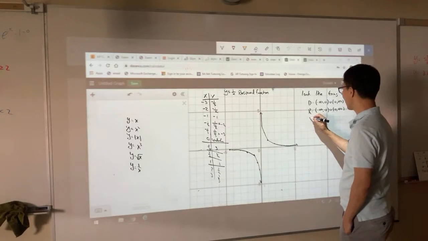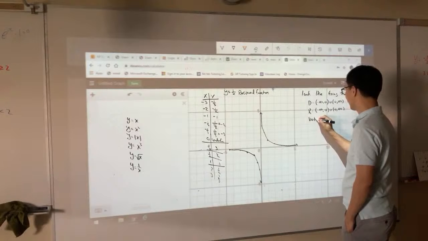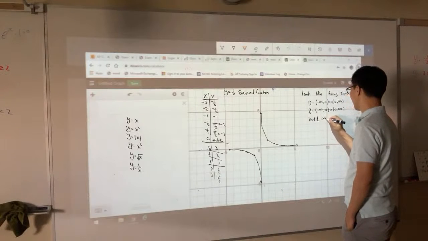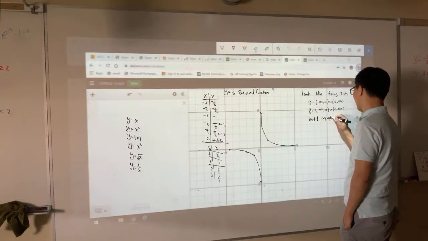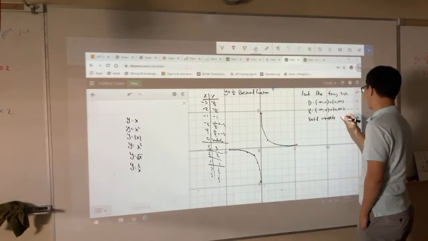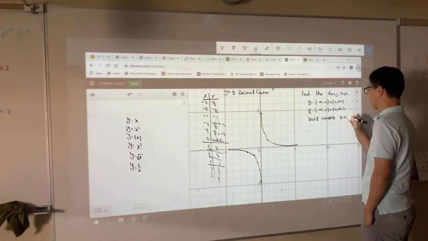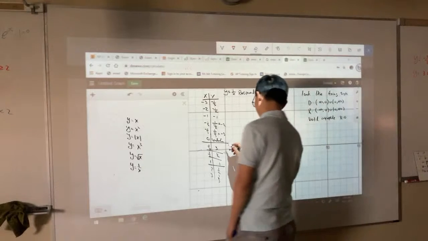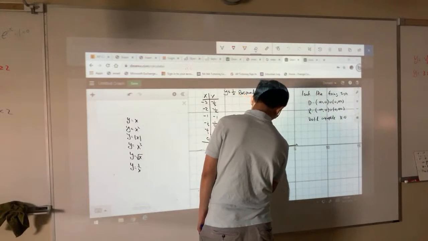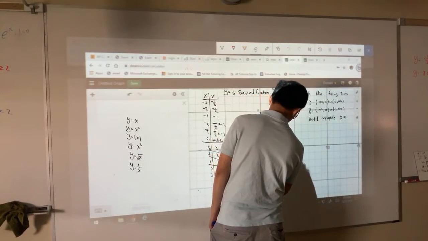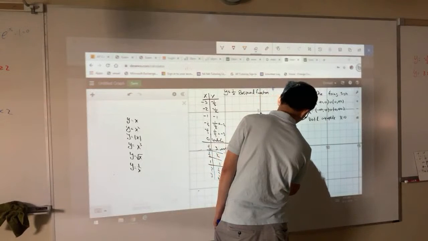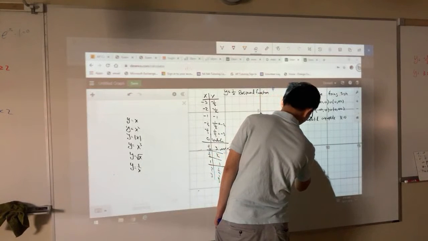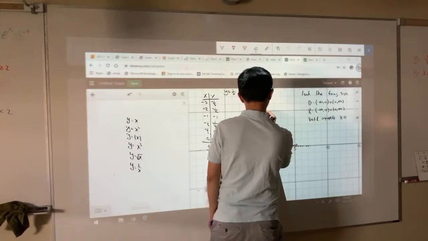There are two asymptotes. There's a vertical asymptote. It's going to be x equal to 0. So it looks like right here. How many of you guys have never heard asymptote before? What is an asymptote?